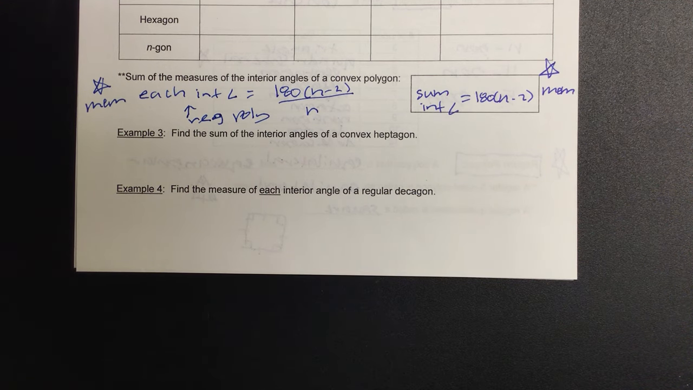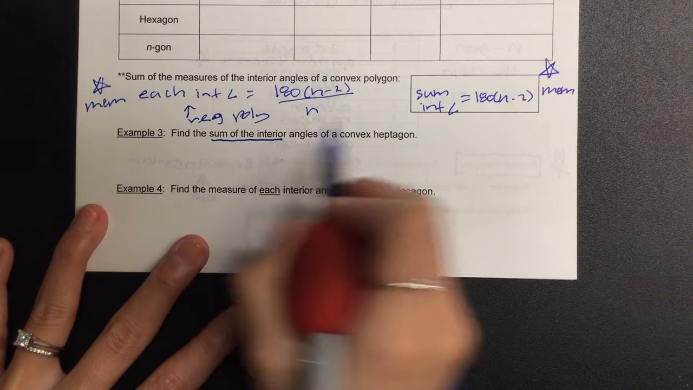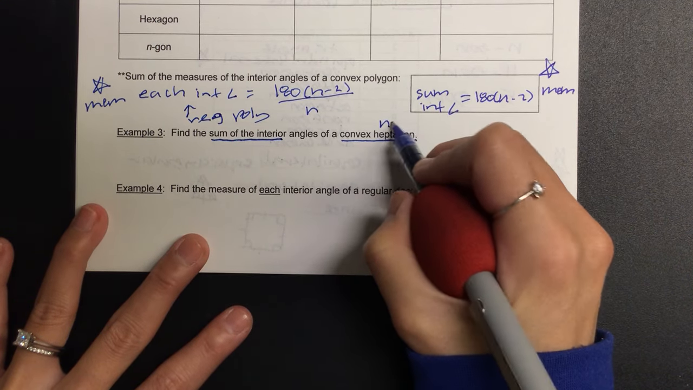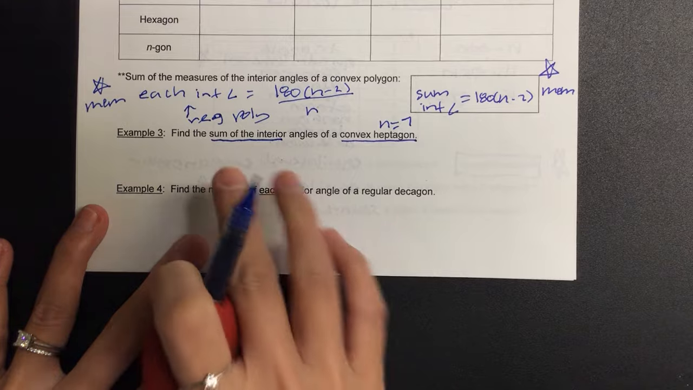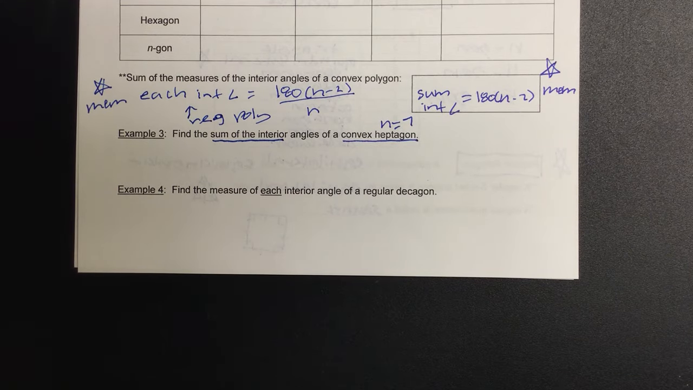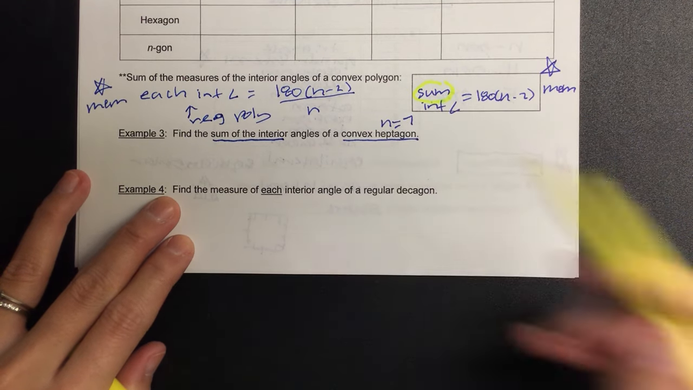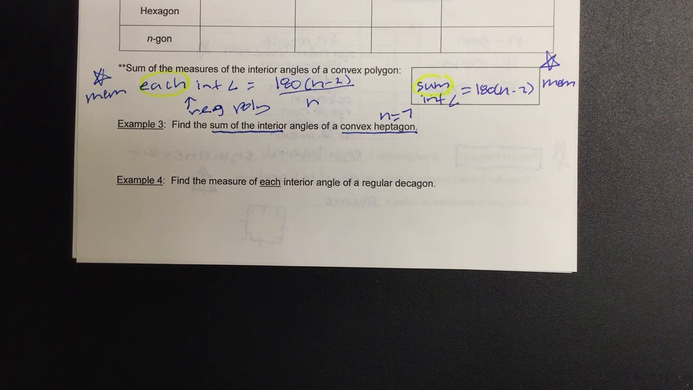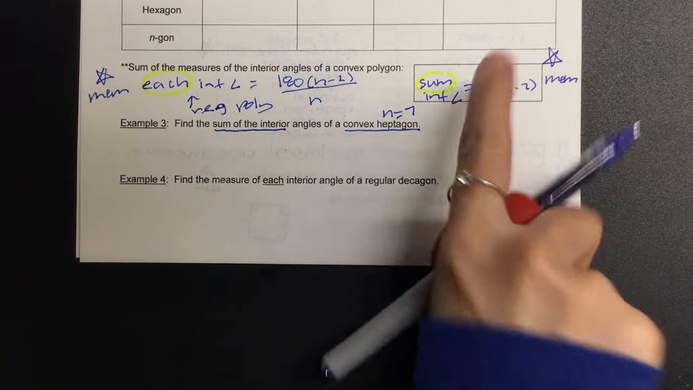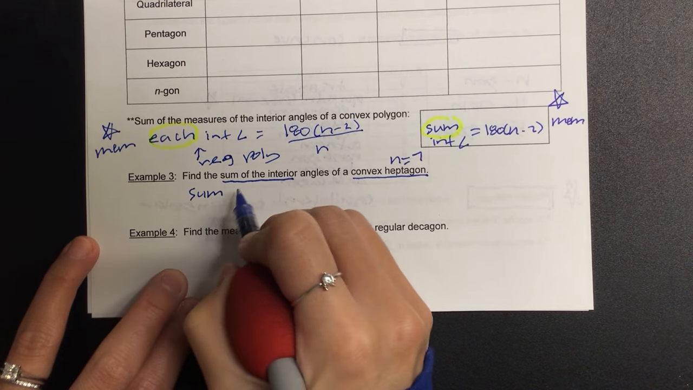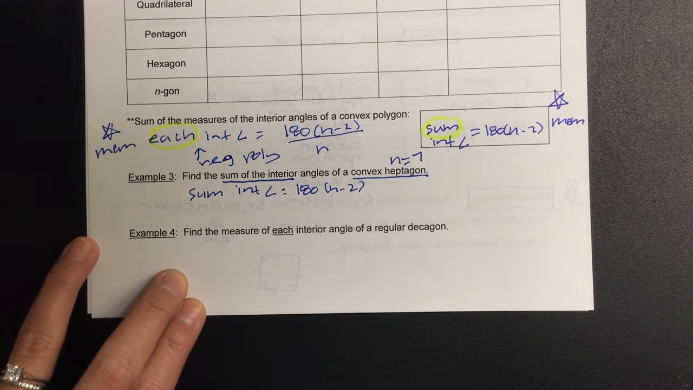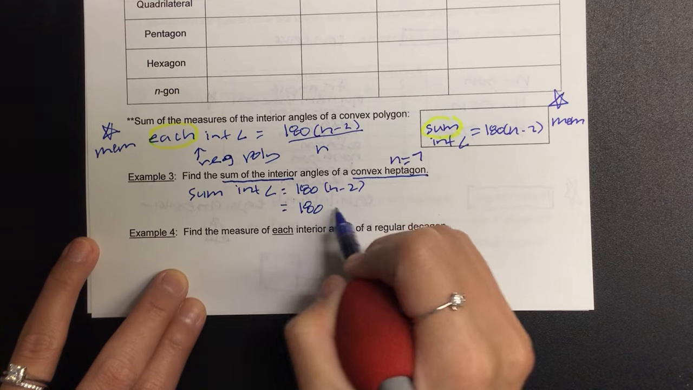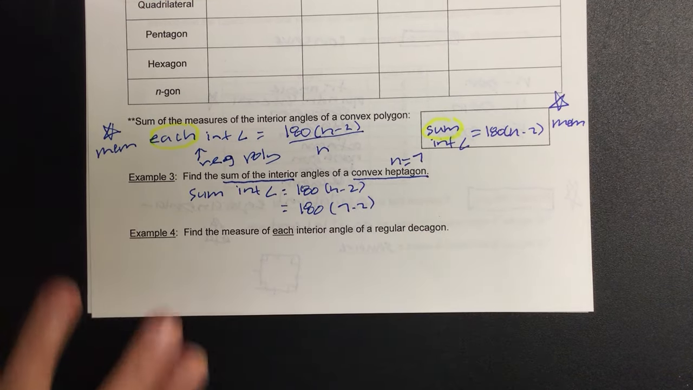All right, Hogan, let's read number 3. Find the sum of the interior angles of a convex heptagon. So I want the sum, and if I have a convex heptagon, that means my n is equal to how many? Seven. So I'm looking for sum. If I see the word sum, I'm going to use the formula on the right. If I see the word each, use the formula on the left. So this one's asking us for the sum. Let's start by writing out the formula. Sum of the interior angles is 180 times n minus 2. We know our n: 180 times 7 minus 2. Let's go ahead and type that in.